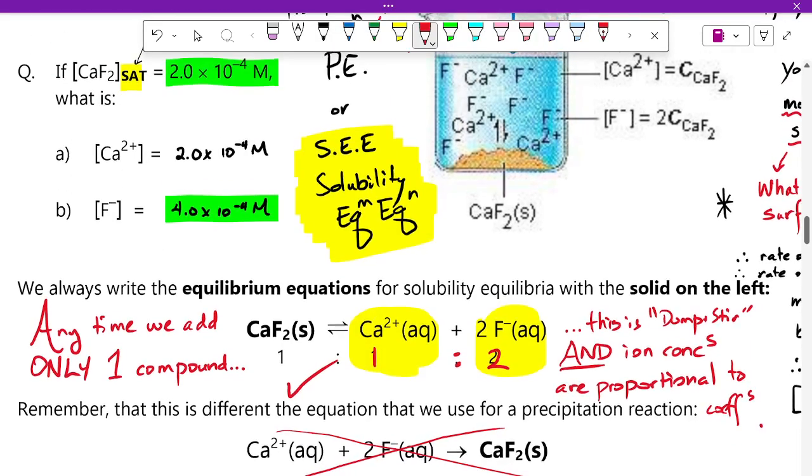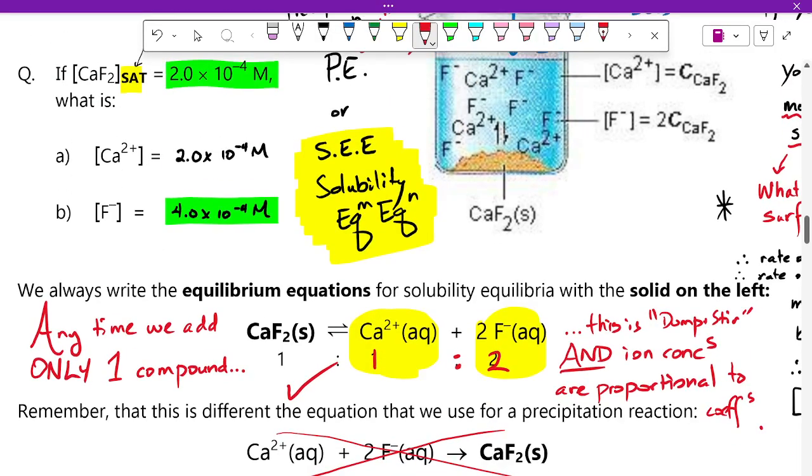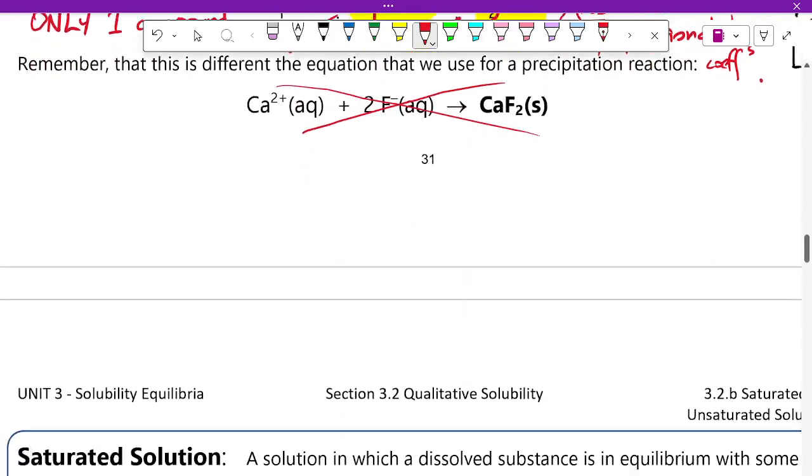So yes, you could find your Ksp at this point. You would write Ksp equals calcium times fluoride and plug that all in there and you'd be good to go.